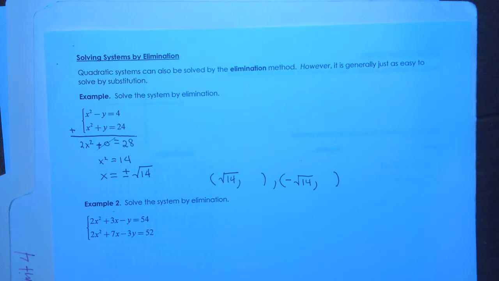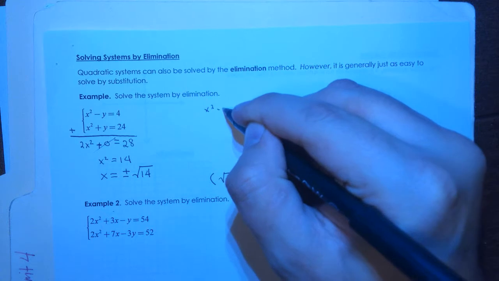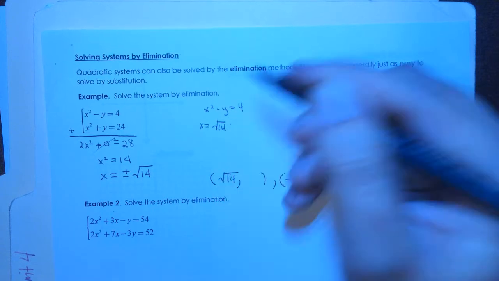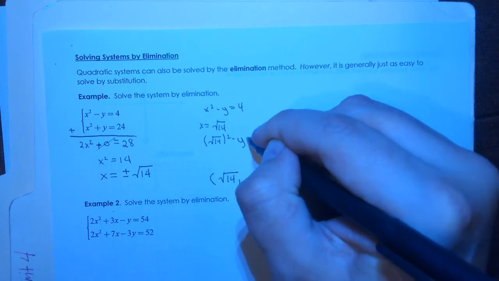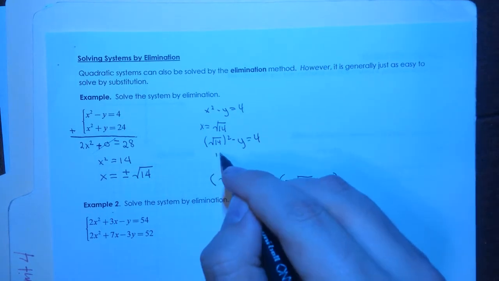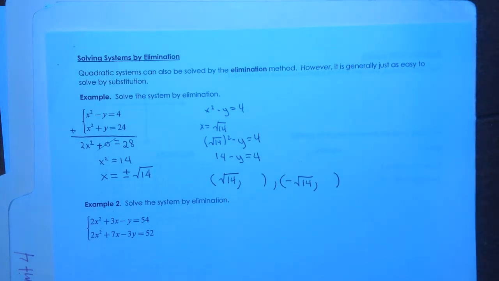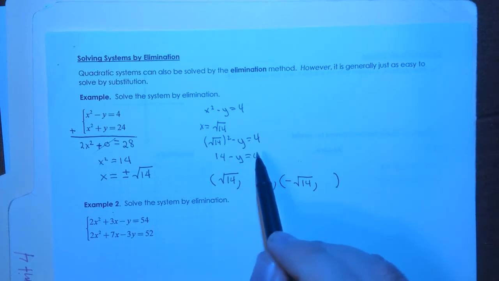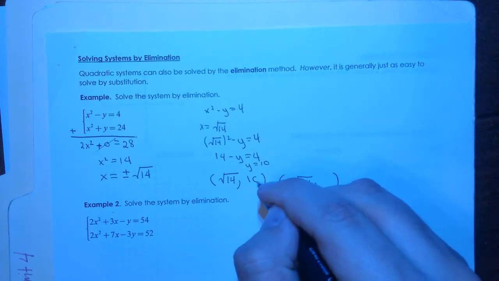I can use either equation that was given to me originally. It really does not matter. I'll use the first one for no particular reason. X squared minus y is equal to 4. Well, in the first case, x is the positive square root of 14. If I substitute this in, then what do I get? I get the square root of 14 squared minus y is equal to 4, which means 14 minus y equals 4. Now you can go through whatever solving you want to do that. If you think of this very simplistically, 14 minus what equals 4? Well, 14 minus 10 is equal to 4. Y is definitely 10 right here.